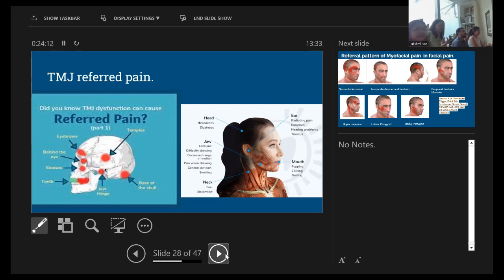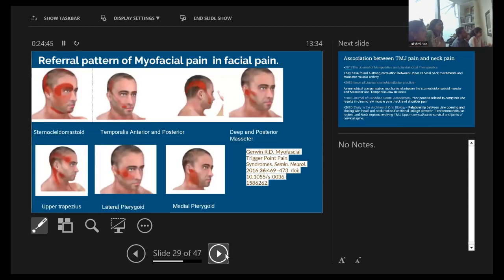So what are the symptoms when you get TM joint pain? Patients can get headaches, dizziness, they can get tinnitus, a little deafness, earaches, jaw pain, there might be locked jaw, difficulty in chewing, decreased range of motion, pain when chewing, general jaw pain, swelling. There may be discomfort or stiffness in the neck. There will be a clicking sound, grating sound. So all these are the symptoms of TM joint pain. Again, you can see the referral pattern of myofascial pain when you get TM joint pain, and it is difficult to differentiate clinically whether it is coming from the muscles or from the joint. But all other symptoms can indicate it's coming from the joint.